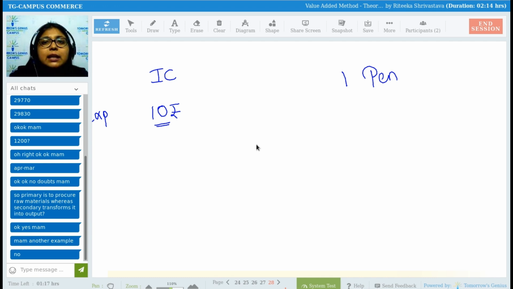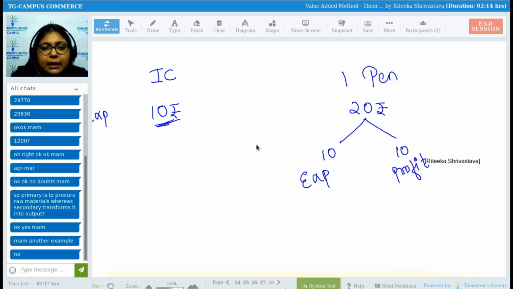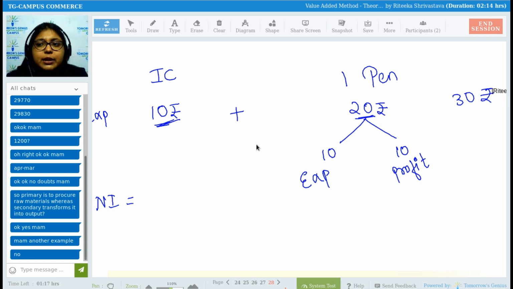If he is requiring the expense of 10 rupees to produce one pen, he will sell the pen for 20 rupees in the market. So out of this 20 rupees, 10 rupees is the expense which he is incurring to produce that pen, and the remaining 10 rupees would be his profit. So now while computing national income, should I take this 20 rupees or should I take 30 rupees? 10 plus 20, 30. What should I do? Should I take 30 rupees or should I take 20 rupees?